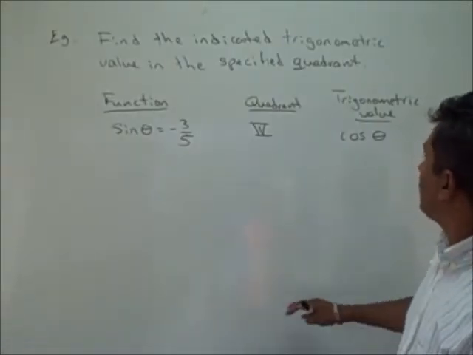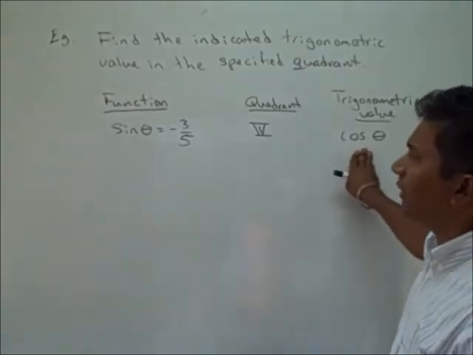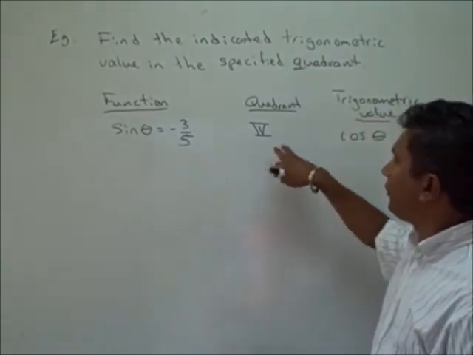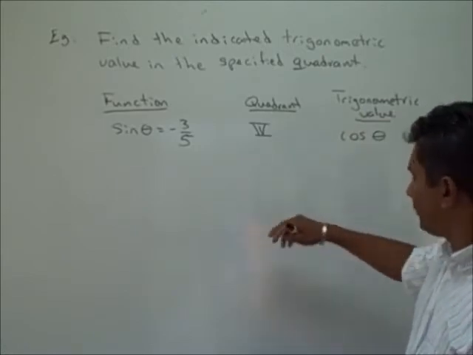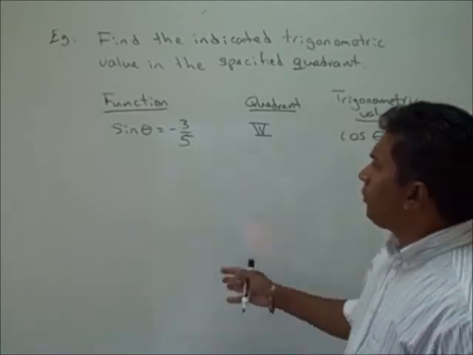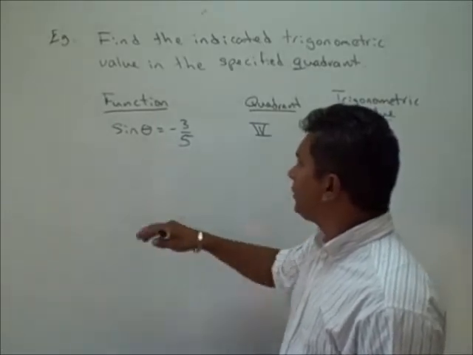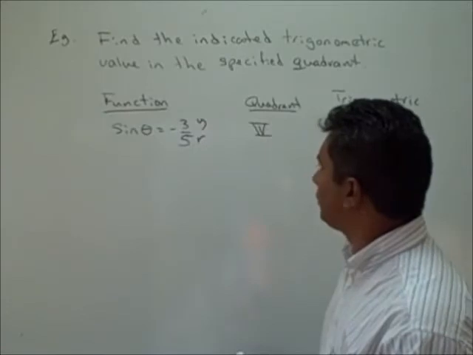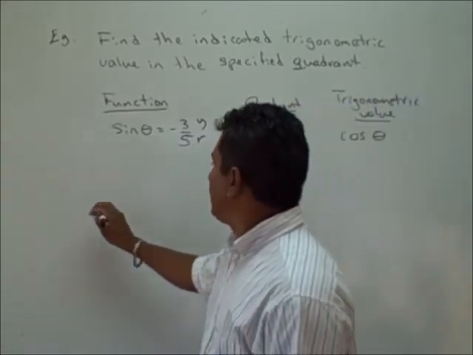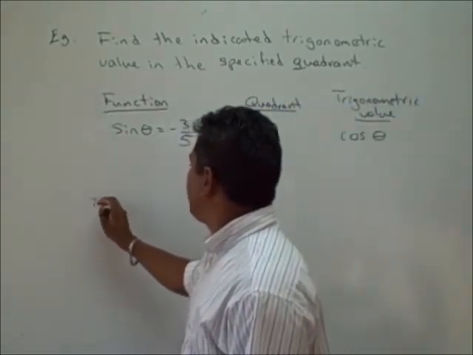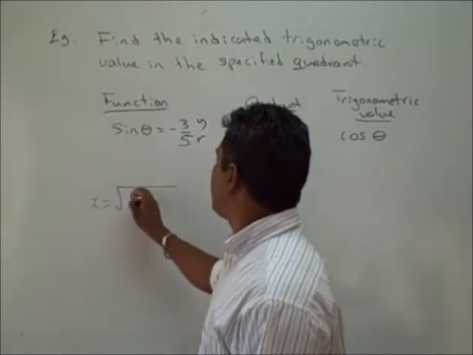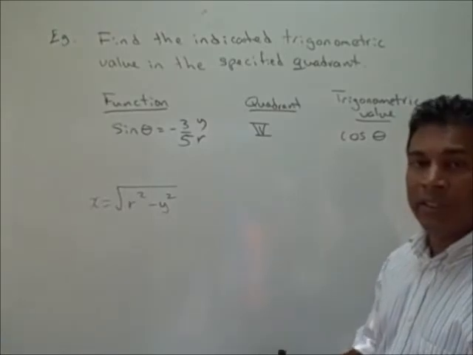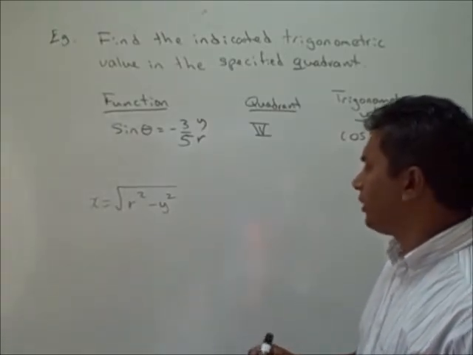In this example, we're going to find the value of cosine theta, given that sine theta is equal to -3/5, and we are in the fourth quadrant. We know from our identity that sine theta is equal to y over r. So therefore, we know that x is equal to the square root of r squared minus y squared, since r squared is equal to x squared plus y squared.